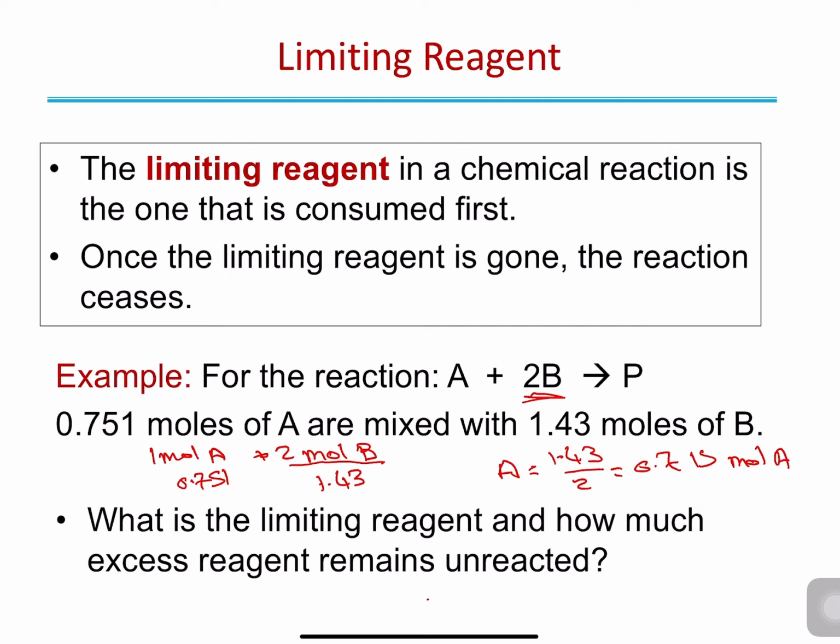that there will be an amount of A that will not be used. The amount of A that will remain at the end equals 0.751, the whole moles we used from A, minus the amount that will actually be used in the reaction, which will give you 0.036 moles of A that will not be used.